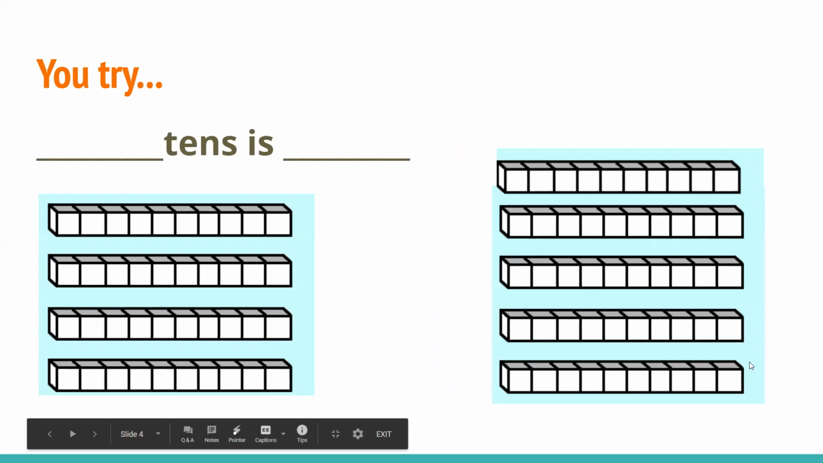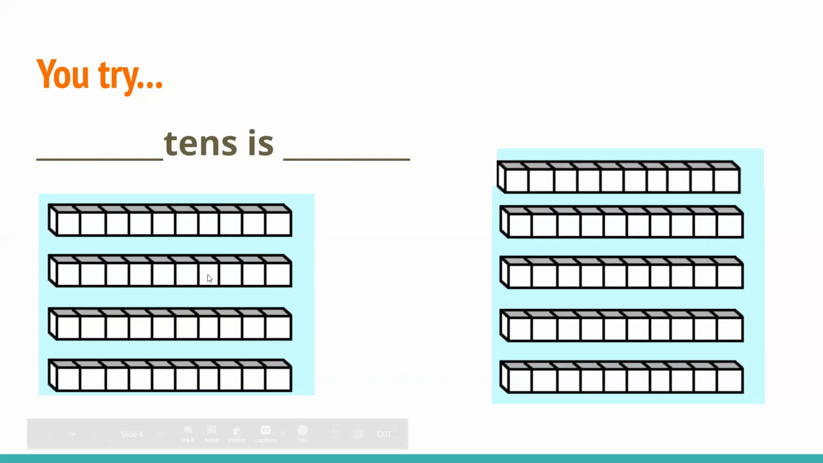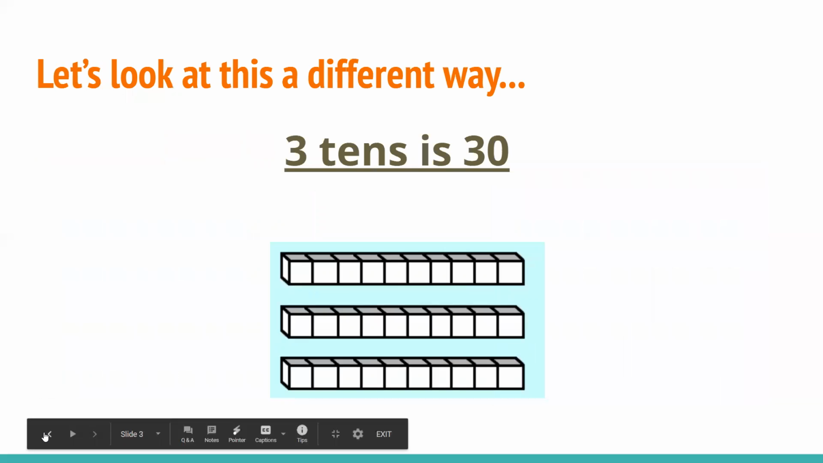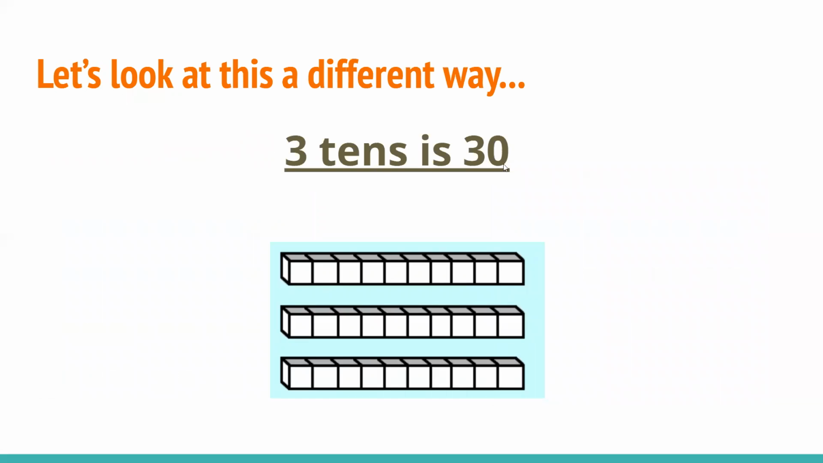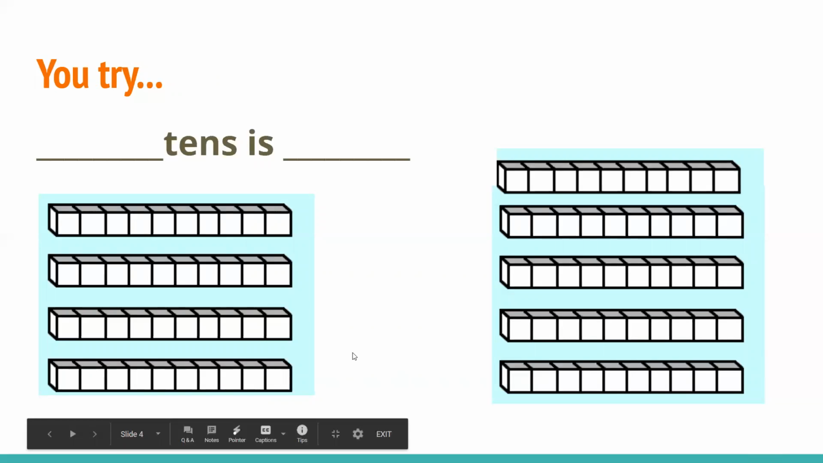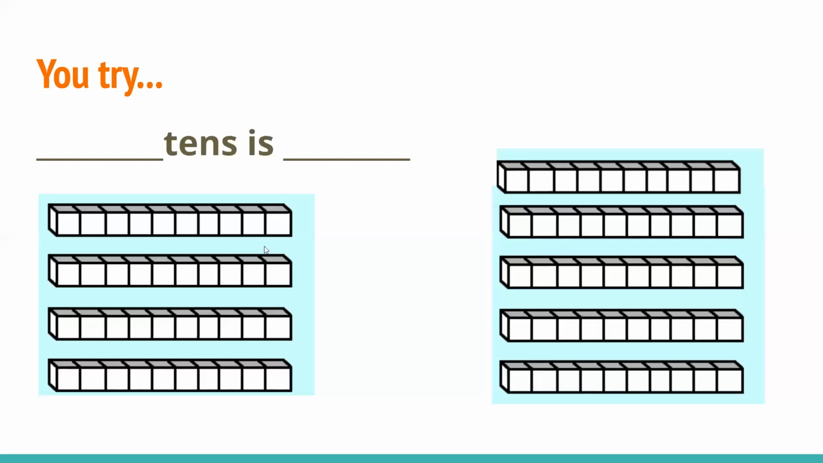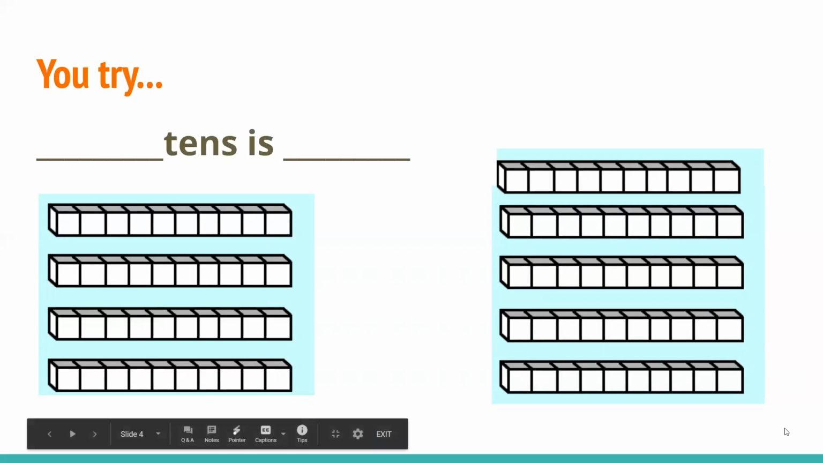Now it's your turn to try. I've got these 2 different pictures here. I want you to try to count them. And on your math page that I showed you in the beginning of this, I want you to write these on number 2 and on lines number 3. And the sentence that you'll see there is blank tens is blank. So just like in the previous slide where we said 3 tens is 30, you're going to be saying the same thing, except they're going to be different numbers with these 2 pictures.